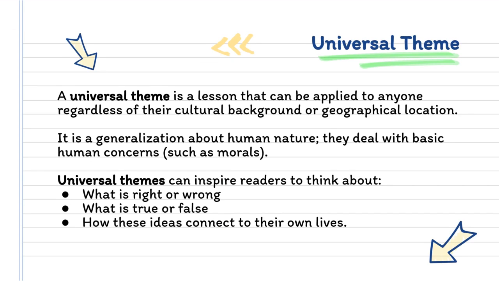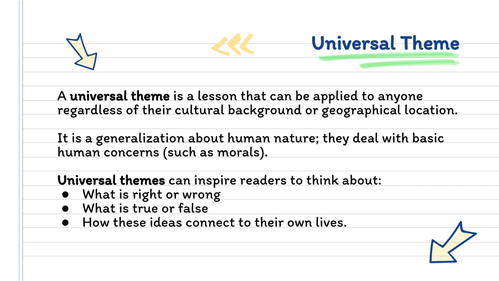Now, there is such a thing called a universal theme. A universal theme is a lesson that can be applied to anyone regardless of their cultural background or their geographical location. So that means that it can be applied to anybody no matter where in the world they were living or where they were raised. So it is a generalization about human nature, and it usually deals with basic human concerns such as moral values.